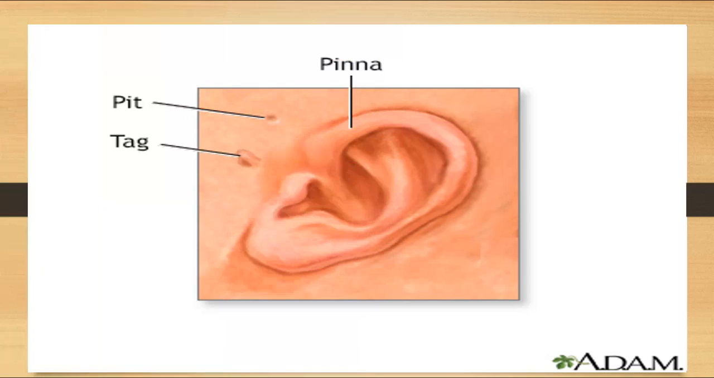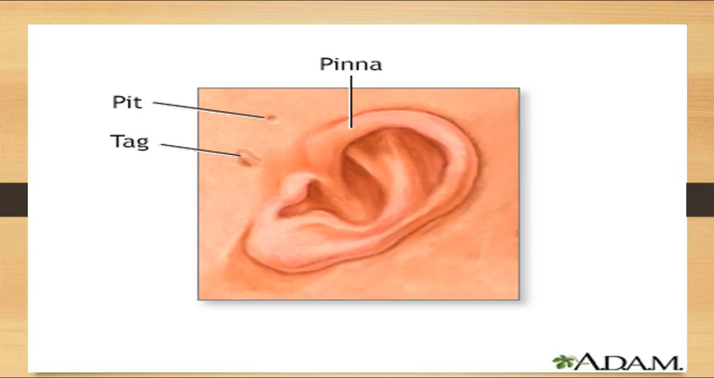Then we come to the ear, looking for ear pit and ear tag, which have a very important association. They are associated with congenital malformation in the kidney. This photo shows the ear pit and ear tag. Also, we look for low set ear.